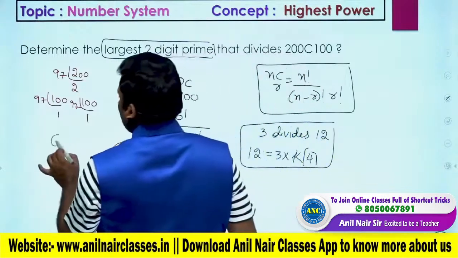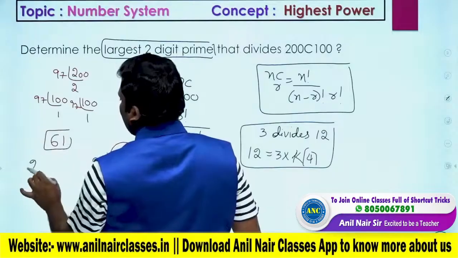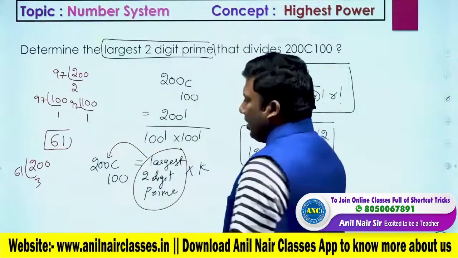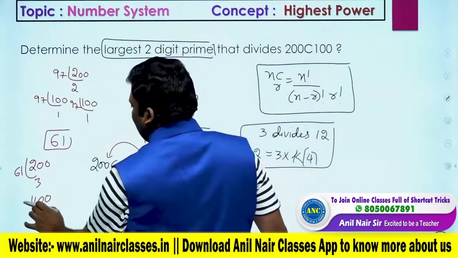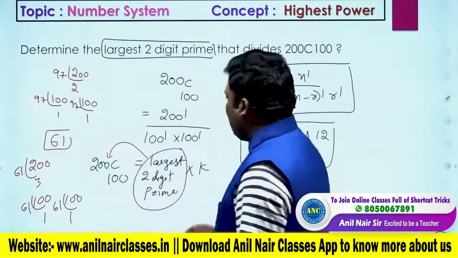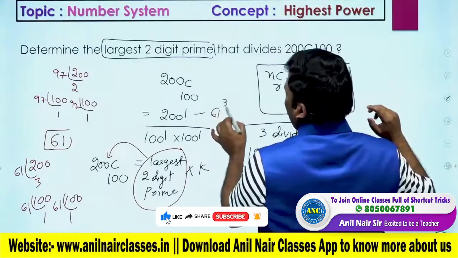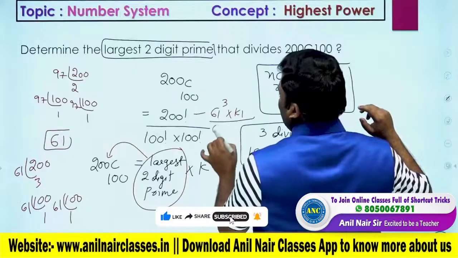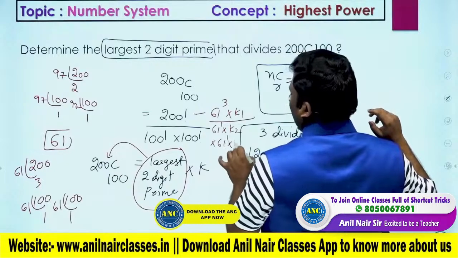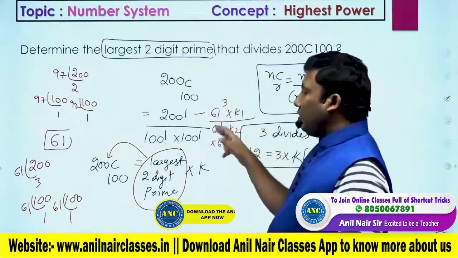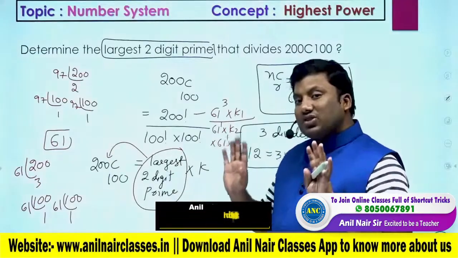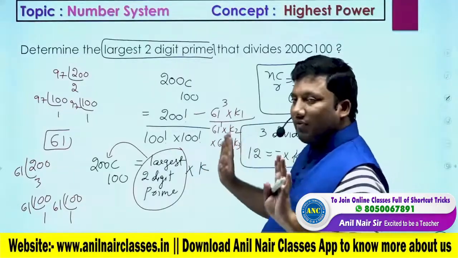So the answer for this question is 61. Why? Because in 200 factorial, 61 is there 3 times. In 100 factorial, 61 is present 1 time, and again in the other 100 factorial, it is present 1 time. So this can be written as 61 power 3 into k1 divided by 61 power 1 into k2 into 61 power 1 into k3. 61 cube divided by 61 square, what is remaining? 61. So the answer will have 61. I hope it is clear.